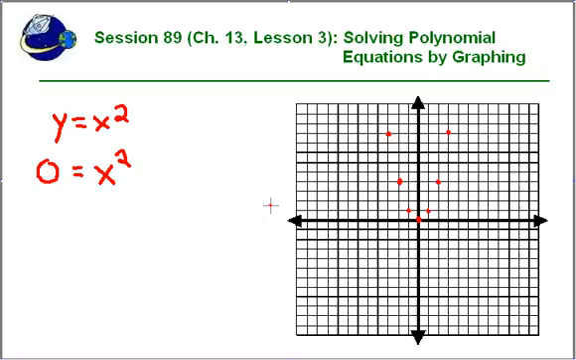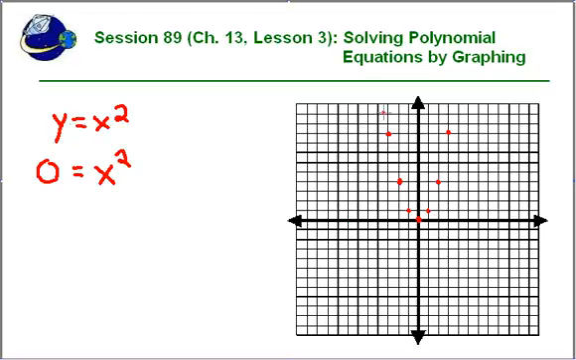Here we're going to be dealing with, in this session, how to solve polynomial equations by graphing. Over here at the right, what we have is the graph of the function y equals x squared. And what I've done is I've gone ahead and placed on several different points that are solutions to this function, or that are points for this function.